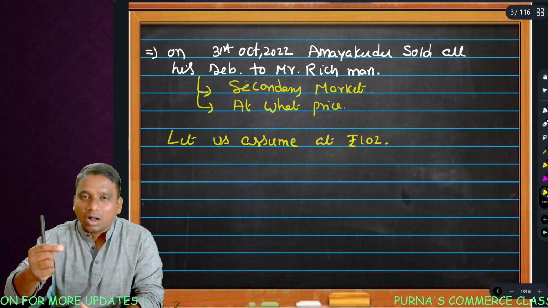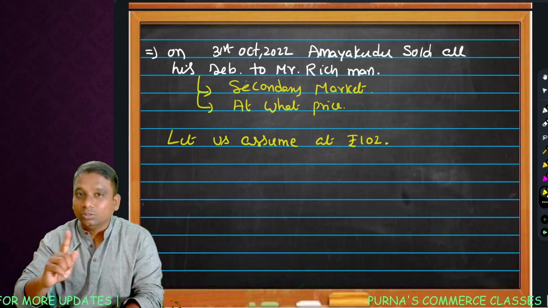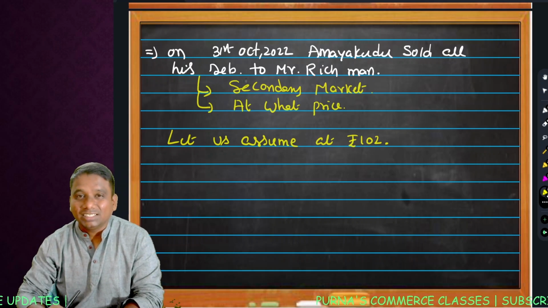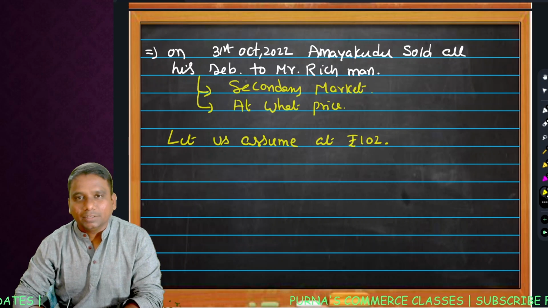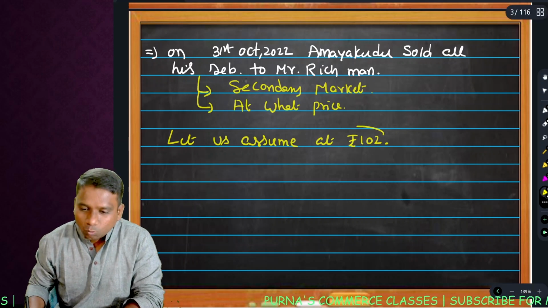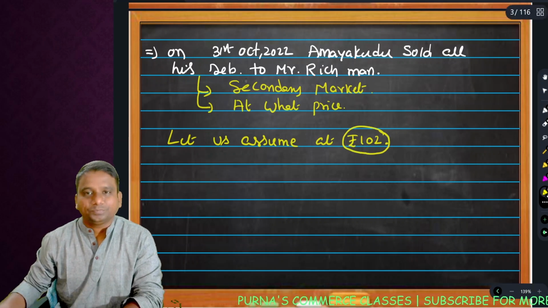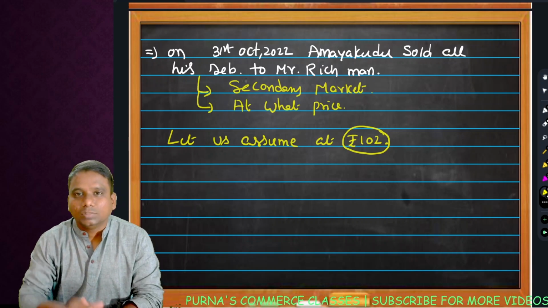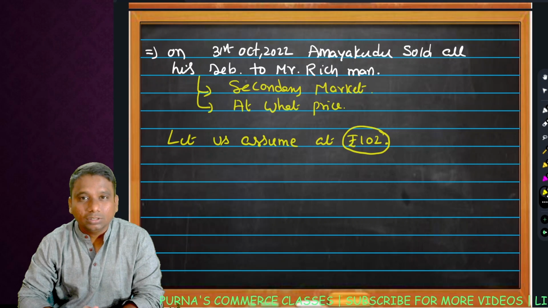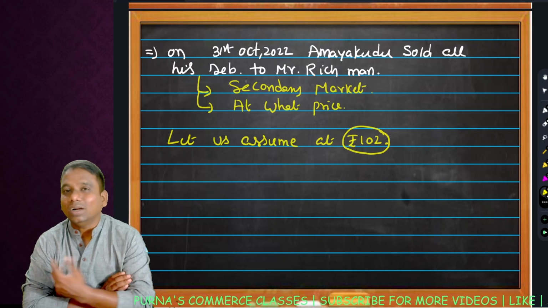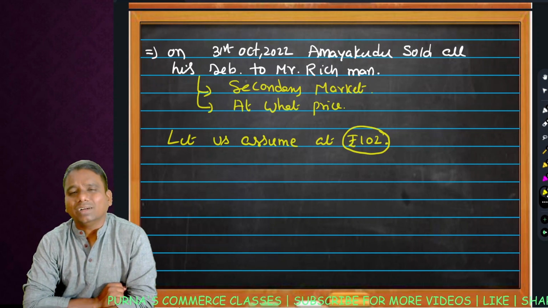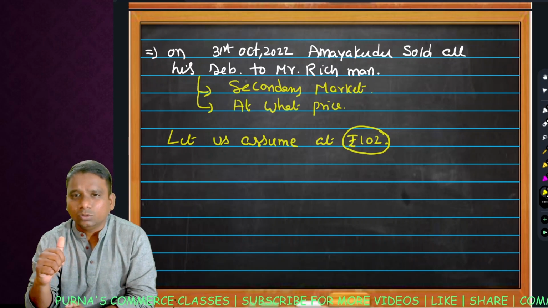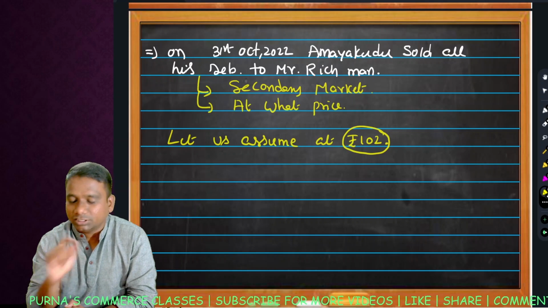Now Amayikudu is asking Mr. Richman, you are paying 102 rupees towards what? Debenture. What about interest? What interest? Richman is asking, what interest, Mr. Amayikudu? Tell me. Just a minute.